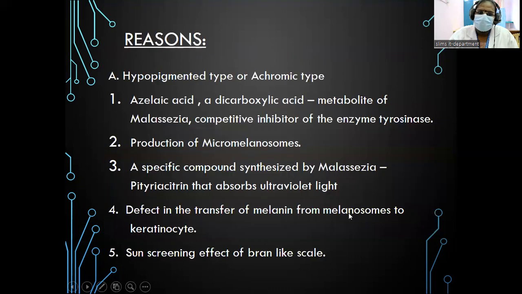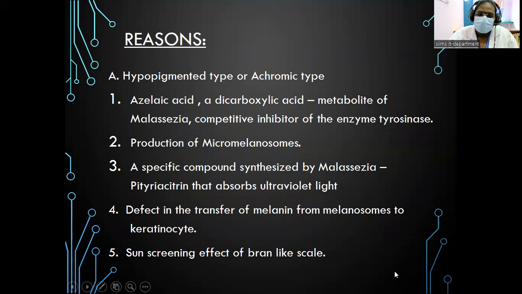What are the reasons for hypopigmentation? Many reasons are given. The commonest cause is that the Malassezia species secrete a dicarboxylic acid, azelaic acid, which is a competitive inhibitor of the enzyme tyrosinase, the rate-limiting enzyme in the synthesis of melanin. Obviously, melanin synthesis is impaired, leading to hypopigmentation in the clinical picture.